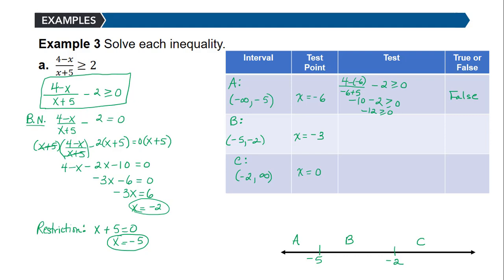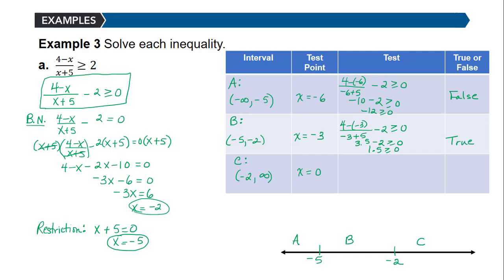Substituting negative 3 in for x, we get 4 minus, in parentheses, negative 3, divided by negative 3 plus 5, minus 2. Is this greater than or equal to 0? So 4 minus negative 3 is 7, divided by negative 3 plus 5, which is 2, so that's 7 halves. 7 halves as a decimal is 3.5. Minus 2, is that greater than or equal to 0? Yes, this is 1.5, which is greater than or equal to 0, so this is true.